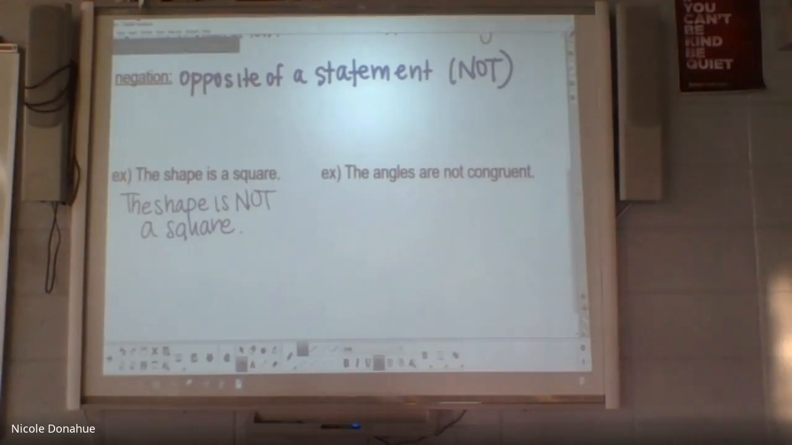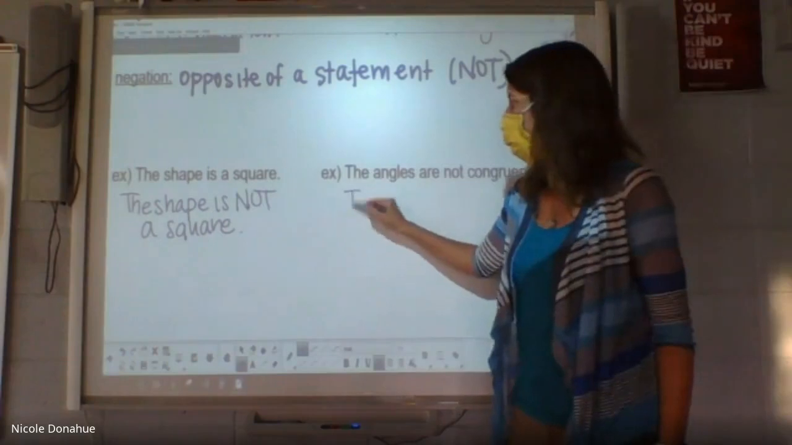The angles are not congruent. What would be the negation of that? The double negative. You wouldn't say not congruent. What happens when it's a double negative? It becomes positive, so the angles are congruent.